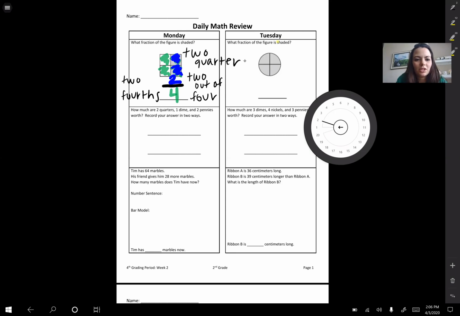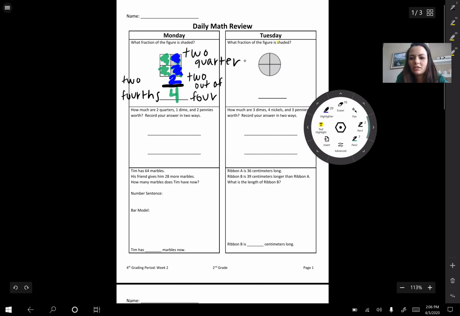Let's go to number 2. Let's read it together. How much are 2 quarters, 1 dime, and 2 pennies? So let's highlight our keywords here. Okay. So we're going to do how much are 2 quarters, 1 dime, and 2 pennies worth. And I put those lines there for us so that we can draw in 2 different ways. We're going to want to do dollar form and cent form.